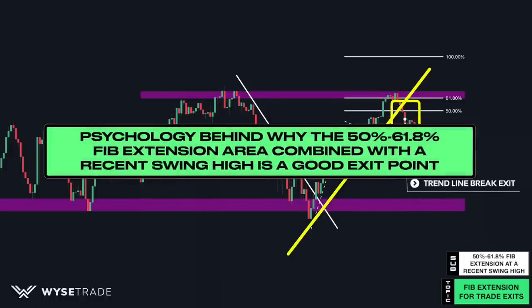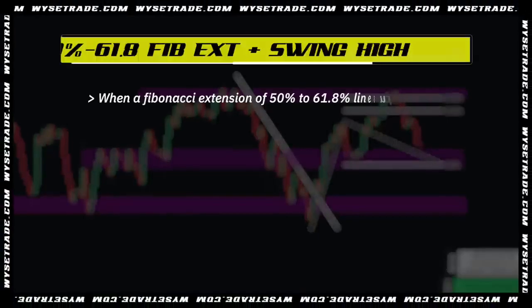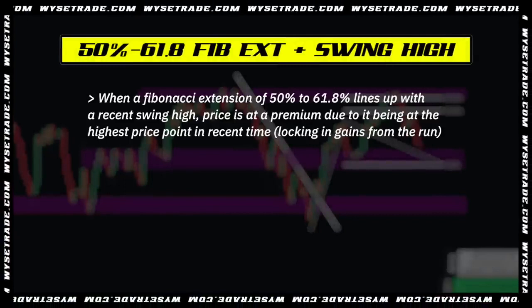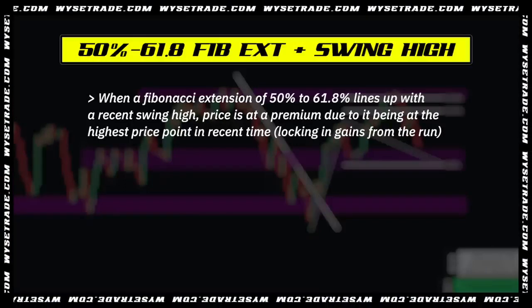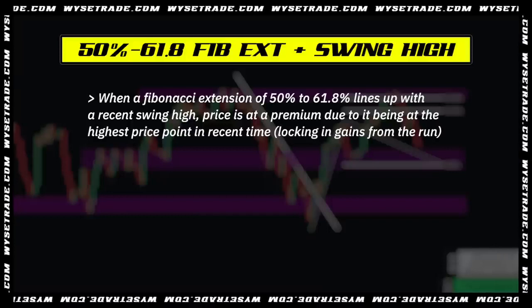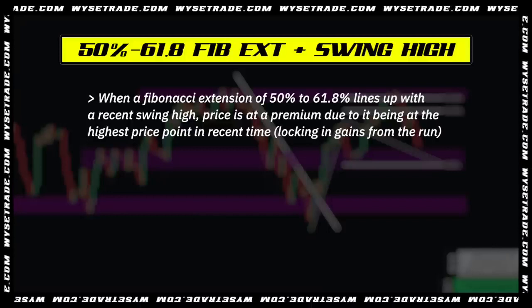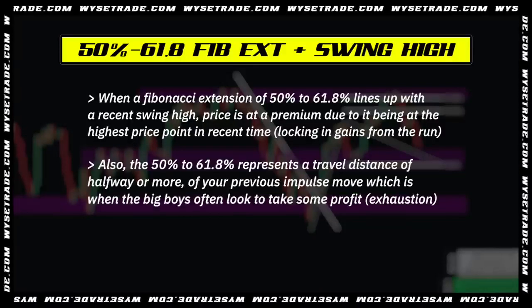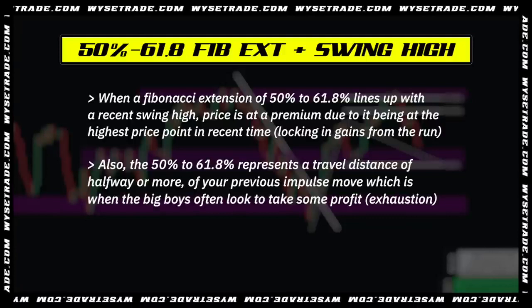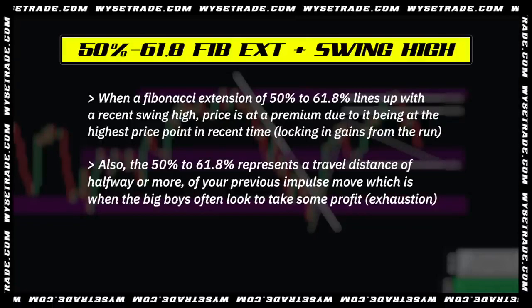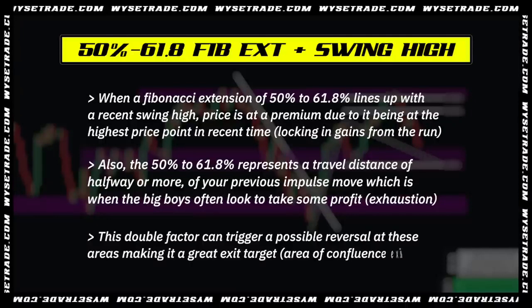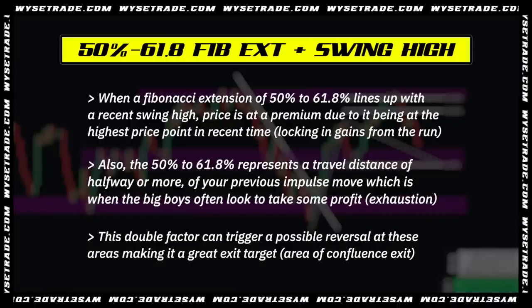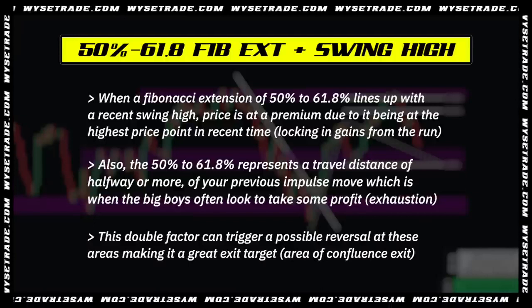So what is the psychology behind why these are great exit points? When a Fibonacci extension of 50% to 61.8% lines up with a recent swing high, price is at a premium due to it being at the highest price point in recent time. Also, the 50% to 61.8% represents a travel distance of halfway or more of the previous impulse move, which is when the big boys often look to take some profit. This double factor can trigger a possible reversal at these areas, making it a great exit target.